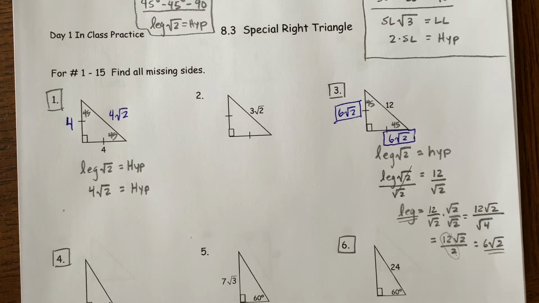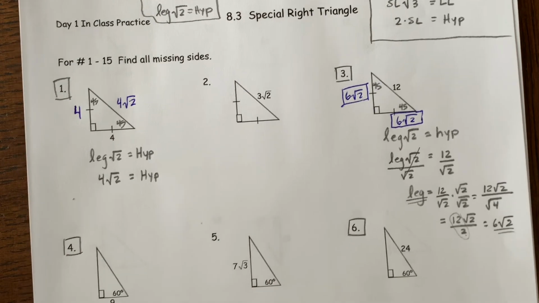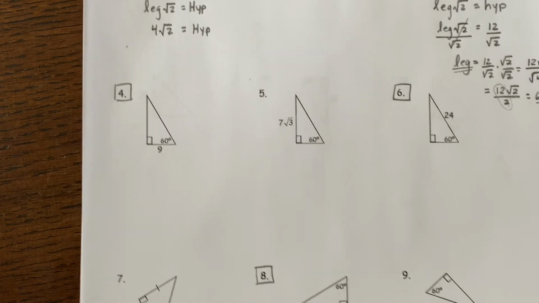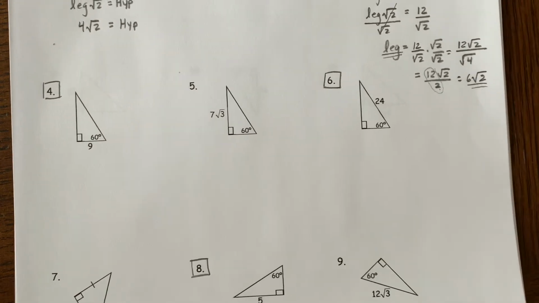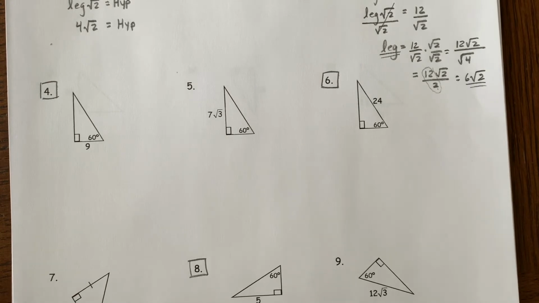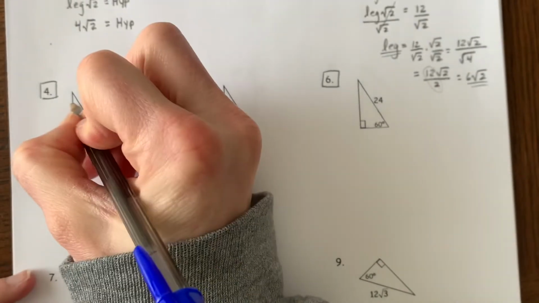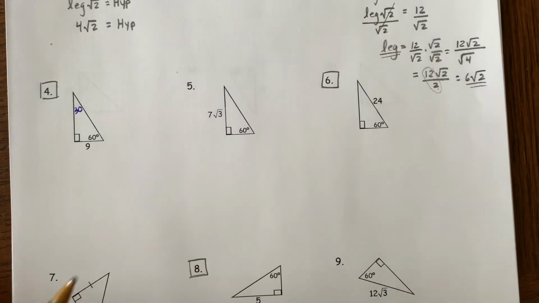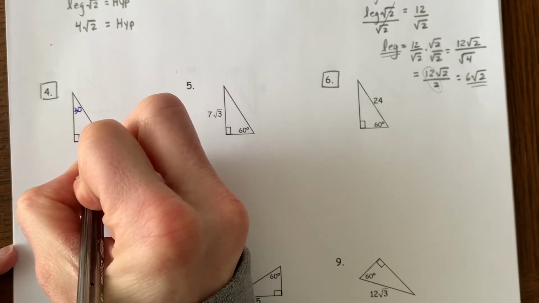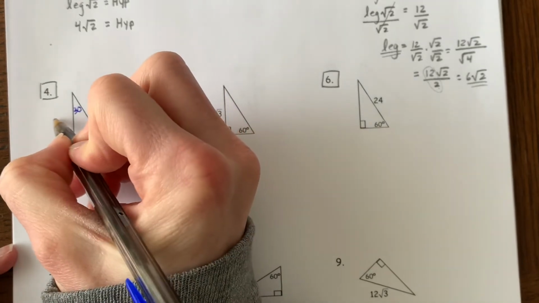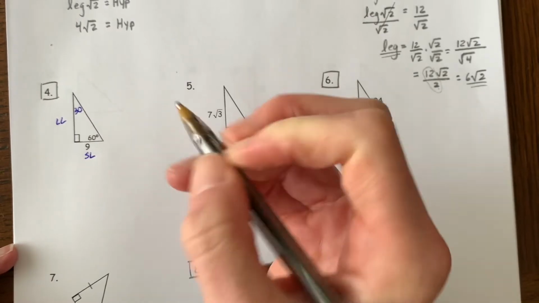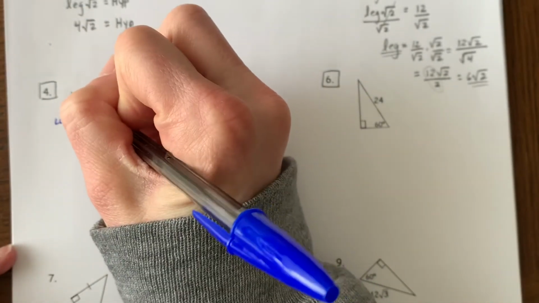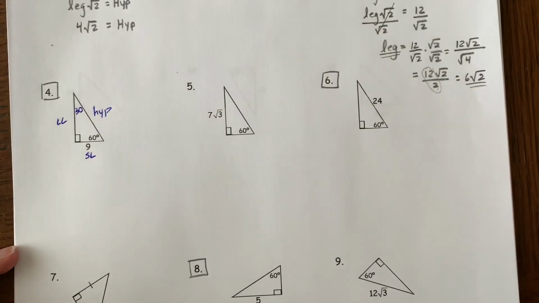Okay, next I'm going to move on to problem number 4. In problem number 4, I have a 30, 60, 90-degree right triangle. In a 30, 60, 90-degree triangle, I have a shorter leg, a longer leg, and the hypotenuse. If this is my 60-degree angle, then this angle up here is my 30-degree angle. The side opposite my 30-degree angle is my short leg. The side opposite the 60-degree angle is my longer leg. And the longest side, the side opposite the right angle, is always the hypotenuse.